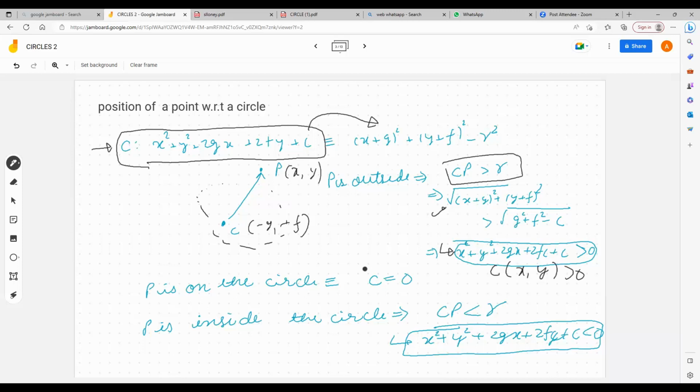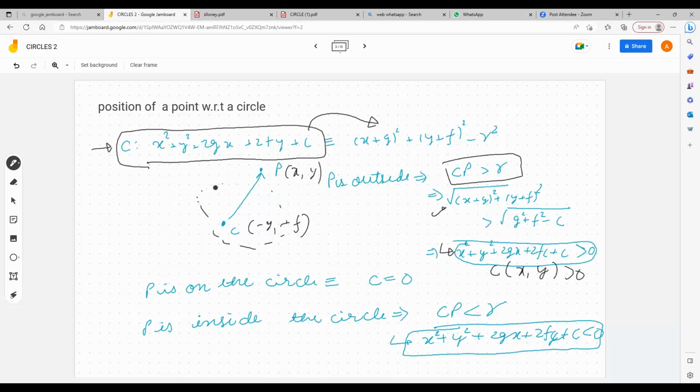And if P lies on the circle, then CP should be equal to r, and then this quantity will be equal to 0. And if P lies inside the circle, then CP will be less than r. Similarly, the expression will be the same, just the sign will be reversed. So this is how we can find whether a point lies on a circle, inside a circle, or outside a circle.